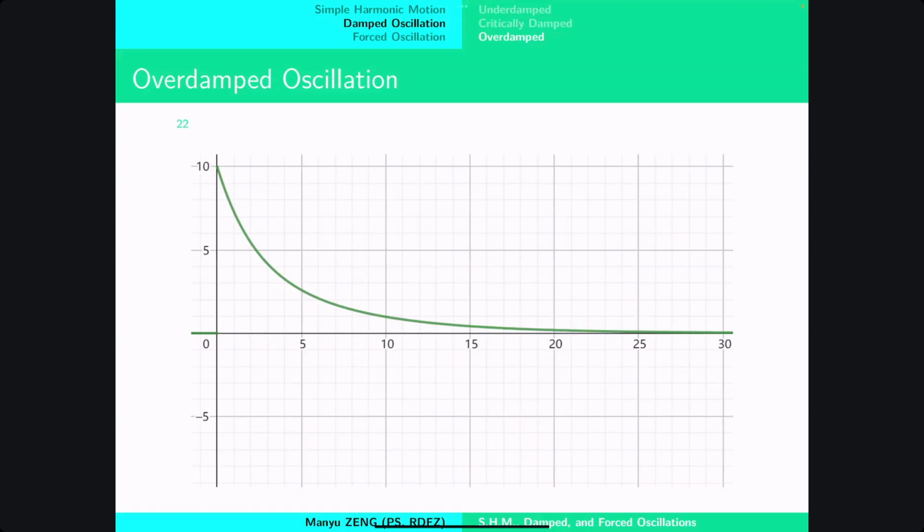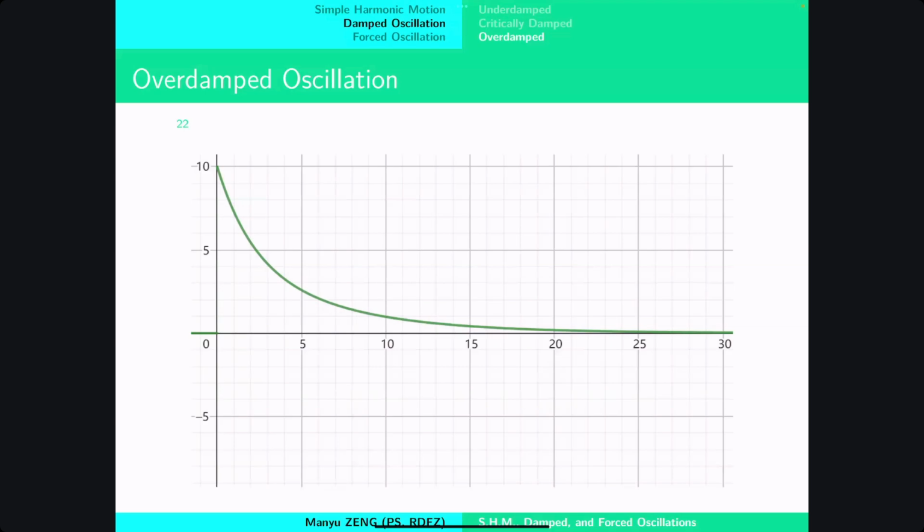This can also achieve passing the equilibrium position once or zero times. So actually, this curve tends to zero much slower than the case in critical damping. So you can imagine, if I have a pendulum, a pendulum is easier to imagine. If I put it in water, it will not oscillate. It will just go back to zero and just stop there, right?